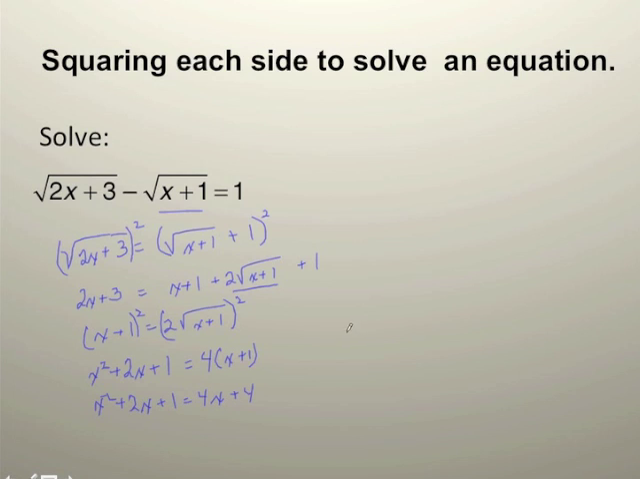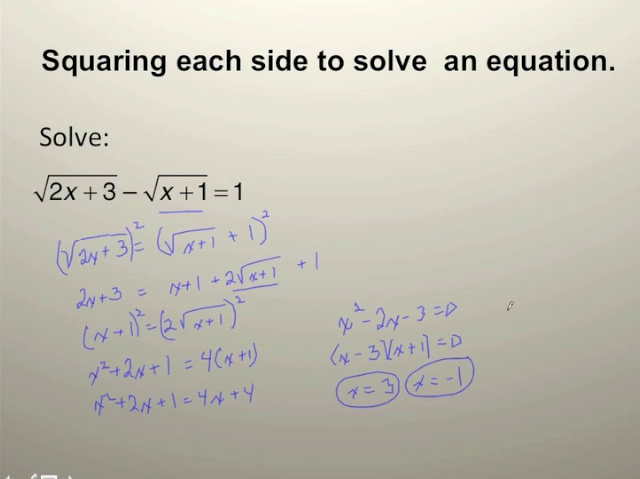Getting that on one side, x squared minus 2x minus 3 equals 0. That factors into x minus 3 times x plus 1. So x equals 3 and x equals negative 1. These are my two proposed solutions, but I must check them in the original equation.